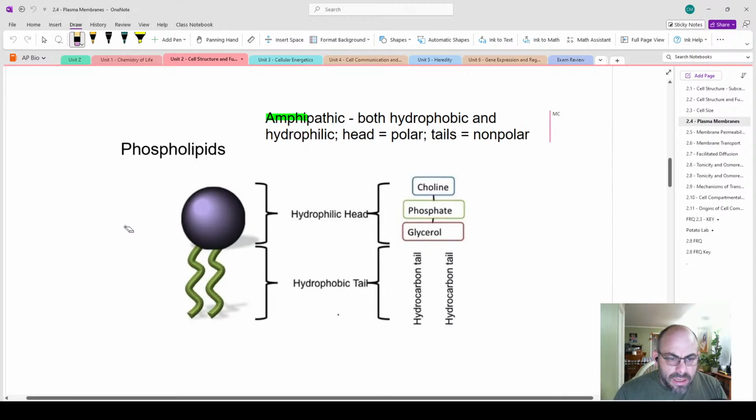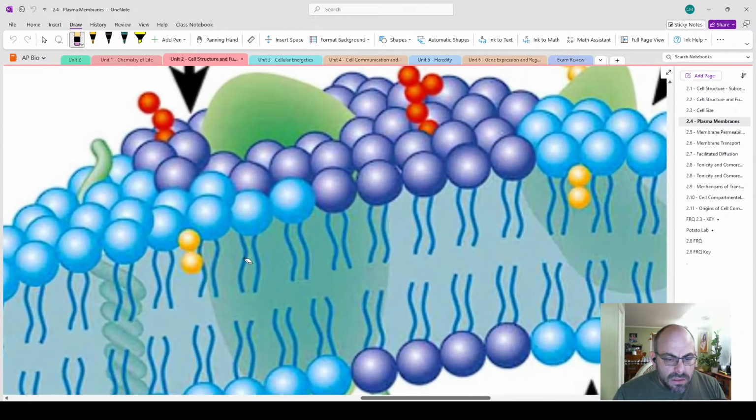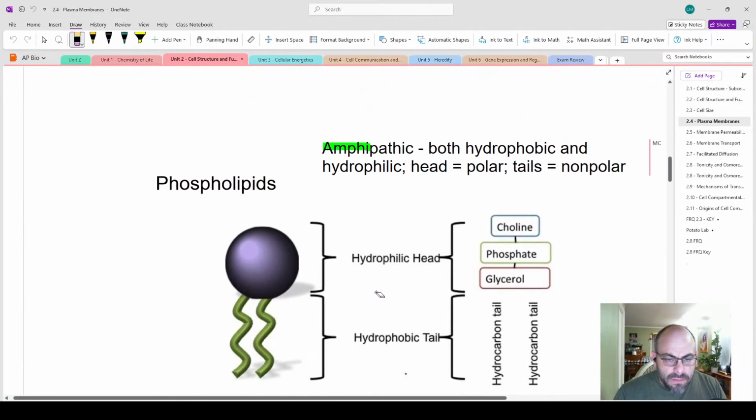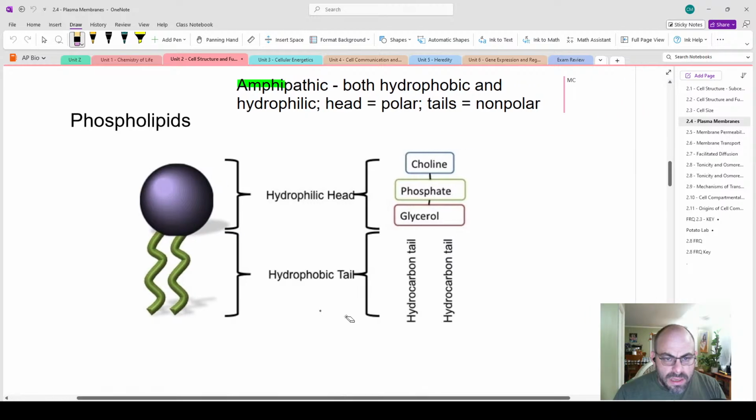So the lipid bilayer is made up of these little individual things called phospholipids. Here's a phospholipid. A phospholipid is amphipathic. What does that mean? It means that it is both hydrophobic and hydrophilic.